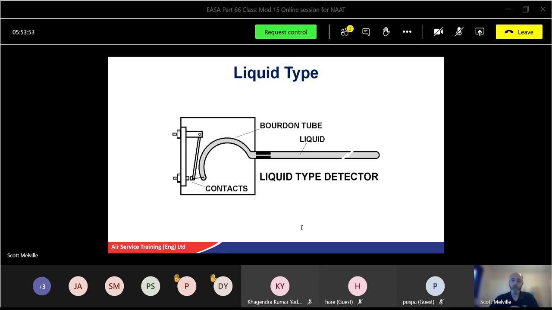So the action deflects a Bourdon tube, which causes a pair of electrical contacts to close, which will illuminate your warning, and you might even get a bell or horn as well. Very simple: through expansion of the fluid, controlled through a calibrated restrictor, we operate a micro switch. Quite straightforward on that one.